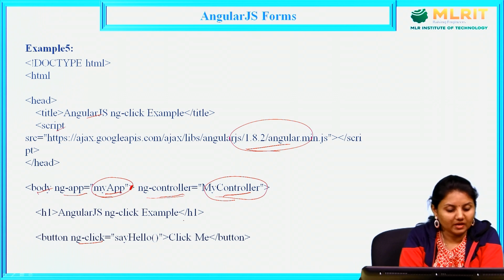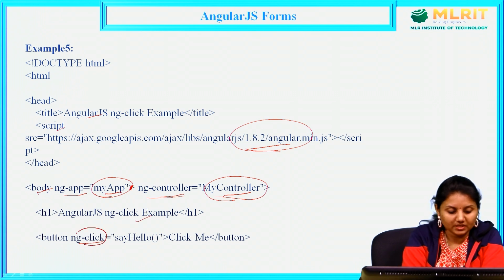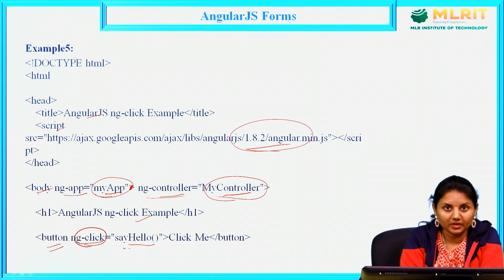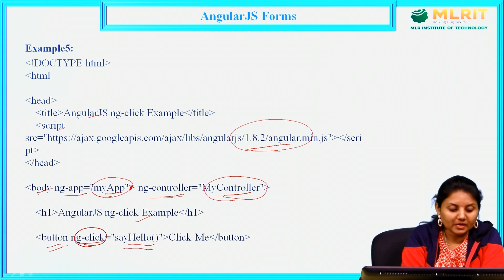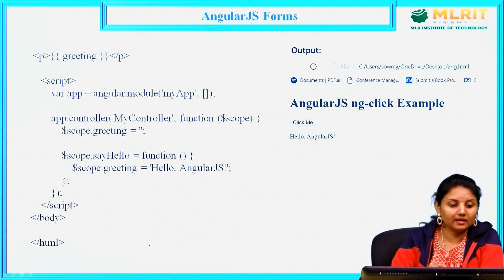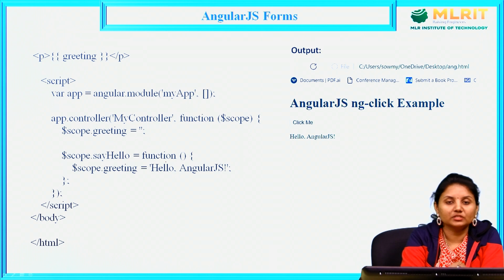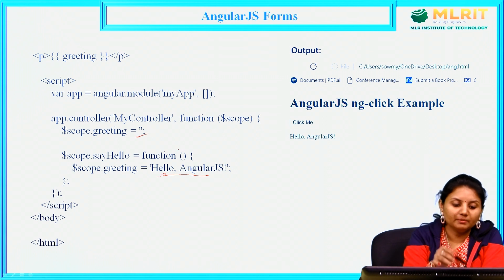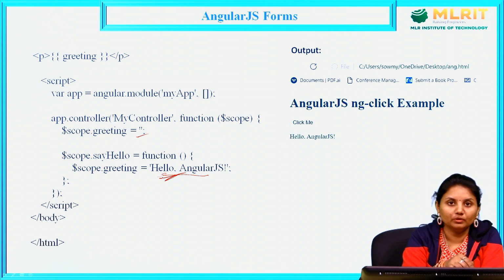In H1 we have given some heading, and for the button, ng-click is the attribute we are going to give to the button tag. What is ng-click's value? We are giving a function, sayHello. So when the button is clicked, sayHello will activate. What is sayHello? It is nothing but a function. What does it do? It prints a particular text, a greeting. Initially it is empty, but when the button is clicked, it is going to print something.